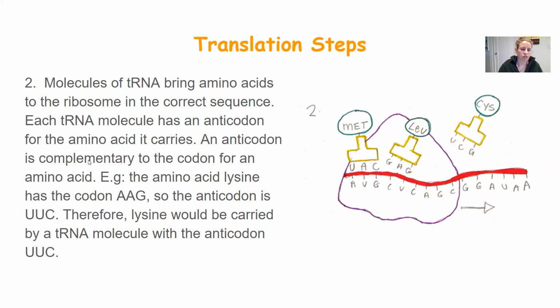So an anticodon is complementary to the codon for an amino acid, for example, the amino acid lysine has the codon AAG, so the anticodon is UUC. Therefore, lysine would be carried by a tRNA molecule with an anticodon of UUC.